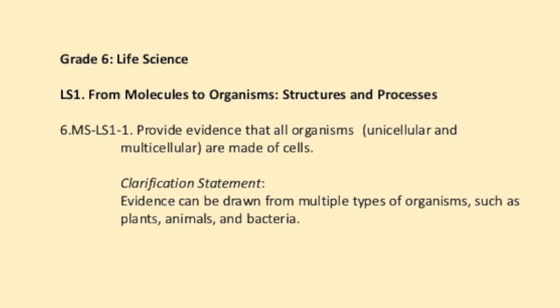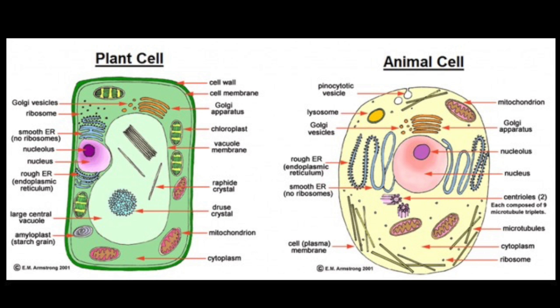Let's take a look at the first standard in this unit, 6MS-LS1-1. Provide evidence that all organisms, unicellular and multicellular, are made of cells, and there's a clarification statement. Evidence can be drawn from multiple types of organisms such as plants, animals, and bacteria. What this means is that students should learn about plants and animal cells, the similarities and the differences.